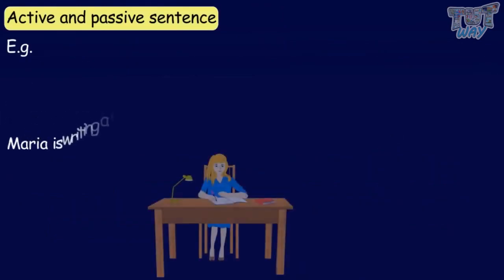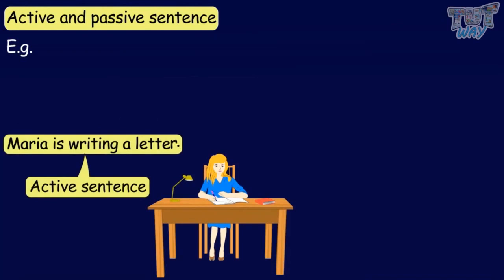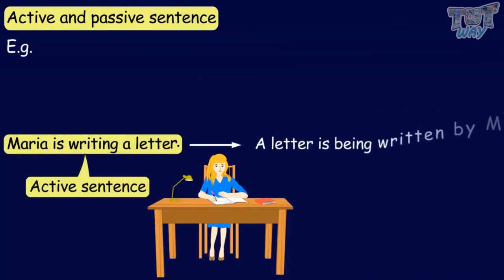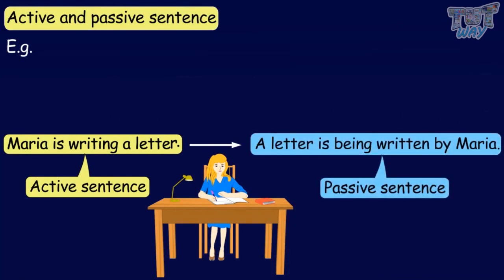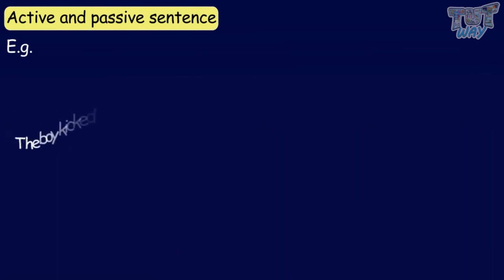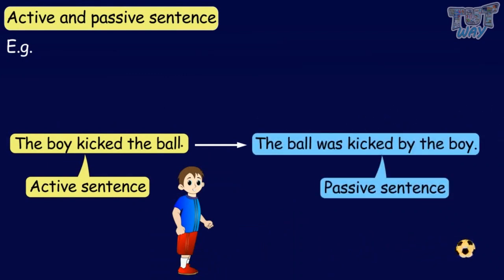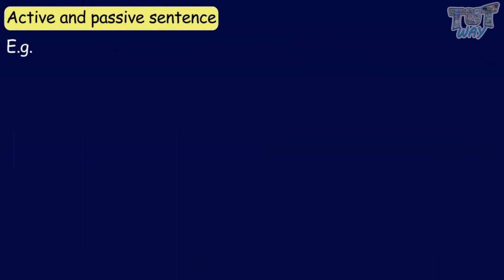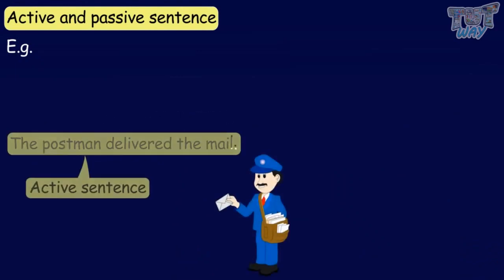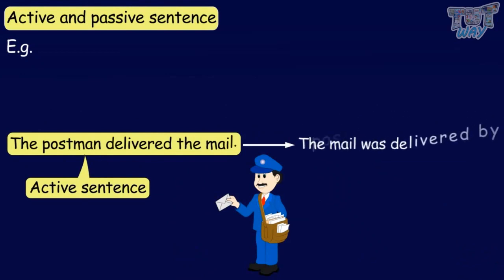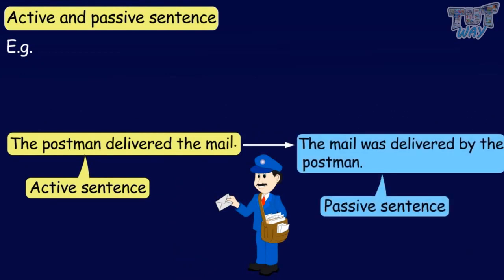Maria is writing a letter. The passive of this sentence would be, a letter is being written by Maria. The boy kicked the ball. The passive of this sentence would be, the ball was kicked by the boy. The postman delivered the mail. The passive of this sentence would be, the mail was delivered by the postman.